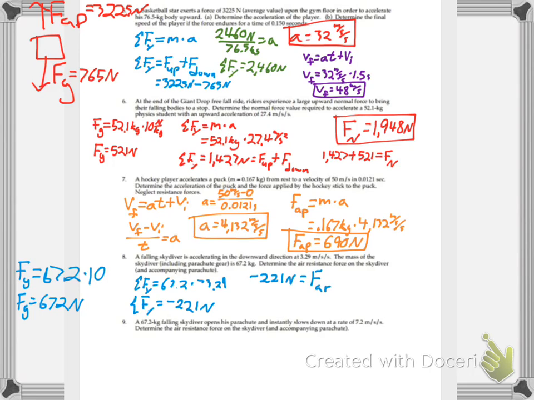Once we know that sum, we know that negative 221 newtons will equal the air resistance, that up force, plus the down force. In this case our down force is the force due to gravity, and because it's going down it's negative, negative 672 newtons. By adding 672 newtons to both sides, we're able to isolate the air resistance, to get an air resistance of 451 newtons.